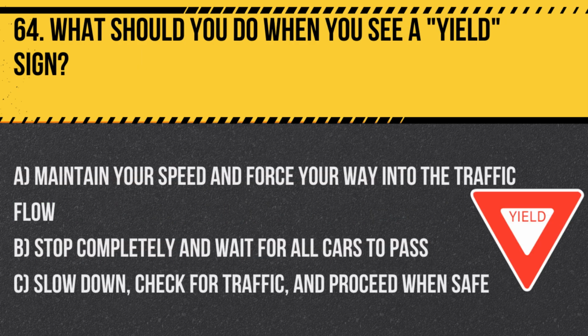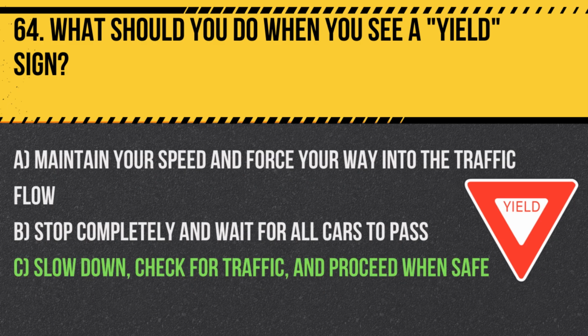Question 64. What should you do when you see a yield sign? A. Maintain your speed and force your way into the traffic flow. B. Stop completely and wait for all cars to pass. C. Slow down, check for traffic, and proceed when safe. Answer. C. Slow down, check for traffic, and proceed when safe. A yield sign requires drivers to give right-of-way to other road users where necessary.